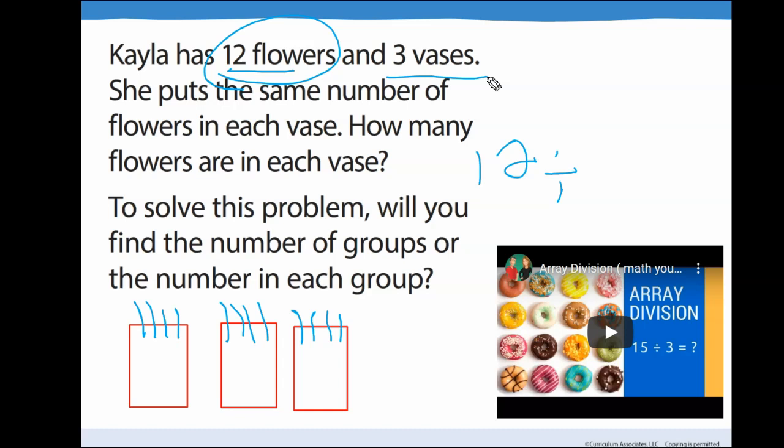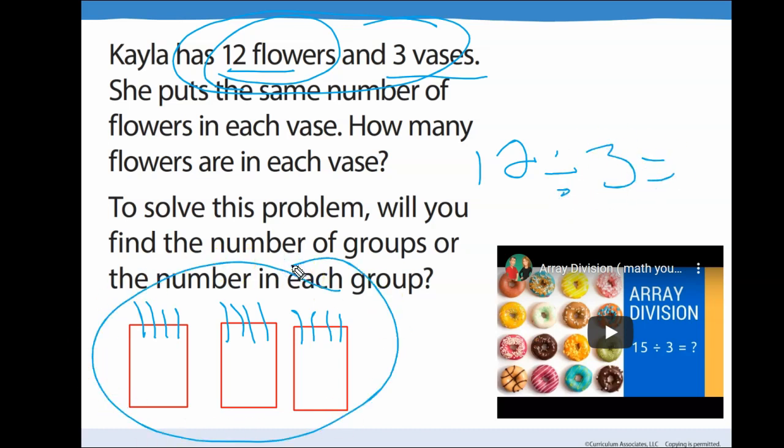Okay, how many in each group? Right. This is going to be part of my division equation. So it's 12 divided by 3. With the model, I'm going to be able to find out how many are in each vase, right? So how many flowers are in each vase? 4. Okay, 4.